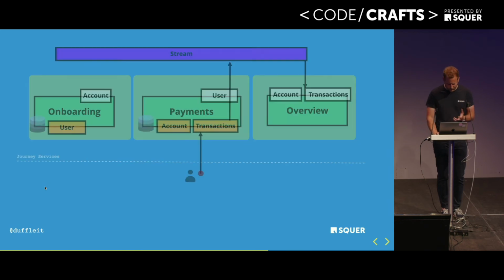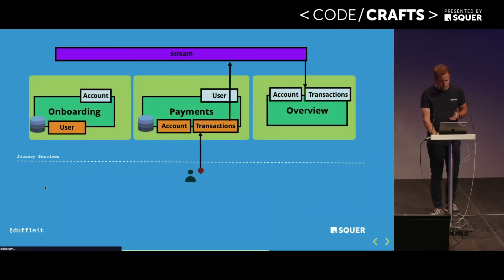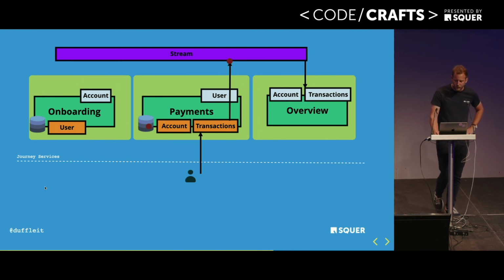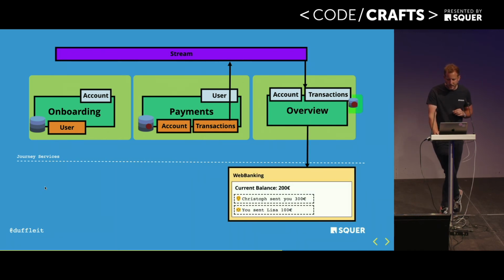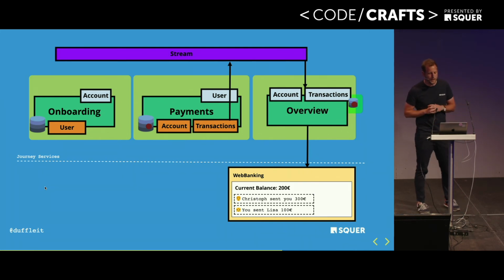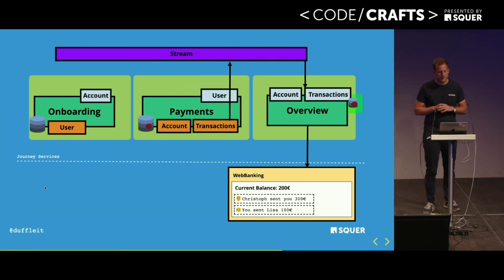So if a user goes there and triggers a transaction, then we update the transaction and publish the event. We have read models, for example, on the overview customer journey, where the user sees the latest transactions and the current balance. We basically just update it and put it into the read model. And yes, we have this projection there. And we can basically just read the current balance and the latest transactions from the web banking application, from our overview customer journey, by just going to this read model.